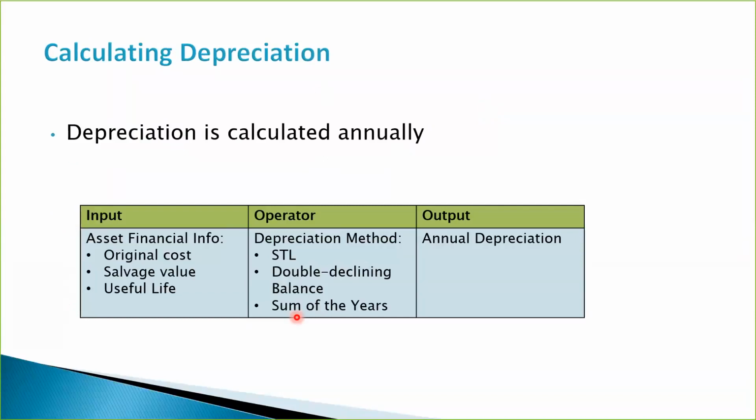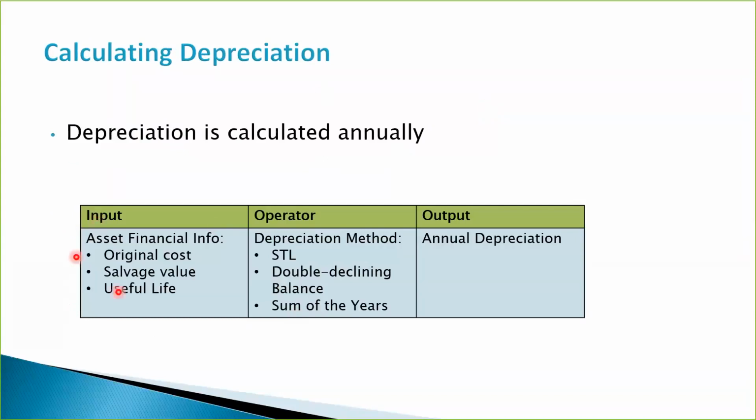Based on what we know about depreciation, there's another thing that we need to know. When Oracle is calculating depreciation, the depreciation is calculated annually, okay? So the first value that is calculated is the annual depreciation, and then from there, Oracle will obtain the periodic depreciation. So looking at this slide, we can see this is how depreciation is calculated.